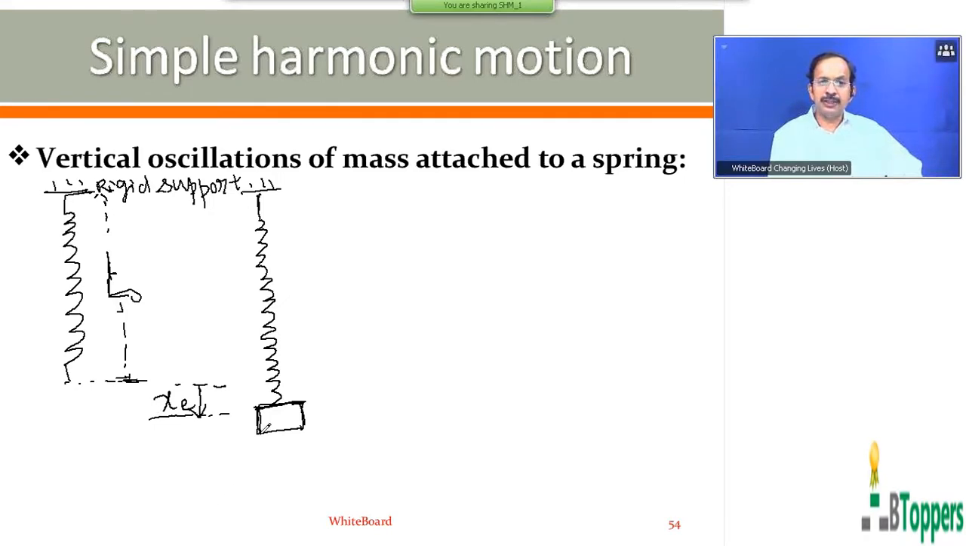But in the present discussion, in the case of vertical oscillation of a mass attached to a spring, in the equilibrium position the spring will have a length more than its natural length L0. The spring will have an elongation in the equilibrium position. In the case of horizontal oscillation, which I discussed earlier, in the equilibrium position the spring exerts no force on the block. But here, in the equilibrium position, the spring exerts an elastic force on the block.